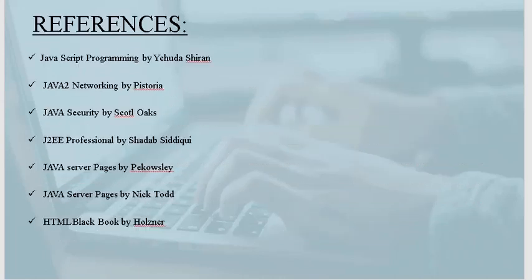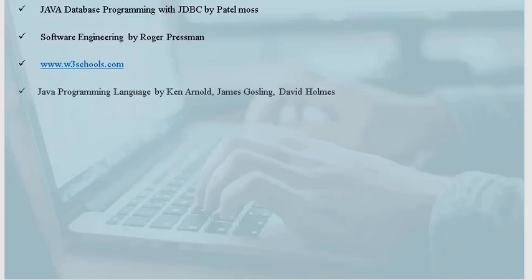The references are JavaScript Programming by Yehuda Shiran, Java 2 Networking by Pistoria, Java Security by Scott Oaks, J2EE Professional by Shadab Siddiqui, Java Database Programming with JDBC by Palmer Moss, Software Engineering by Roger Pressman, The Java Programming Language by Ken Arnold, James Gosling, David Holmes.